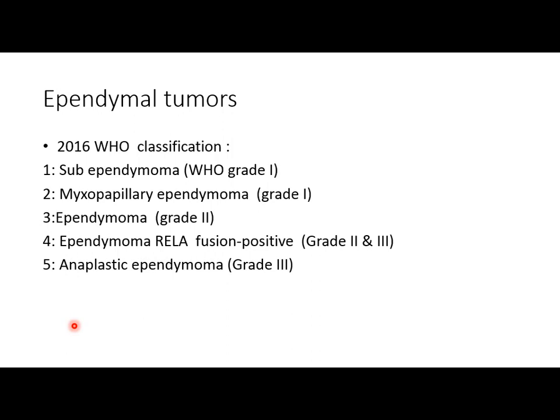Ependymal tumors are slightly more common than astrocytoma in the spinal cord, and vice versa in the brain, where astrocytoma is more common. According to the WHO classification, by grade of severity, we have subependymoma, myxopapillary ependymoma, ependymoma grade 2, and the last one, the most severe, anaplastic ependymoma, which is grade 3.